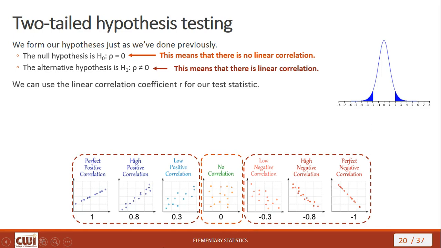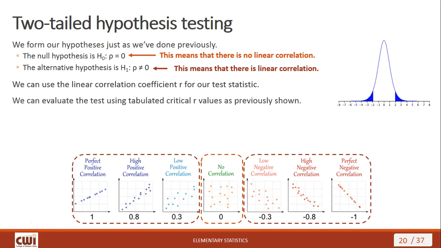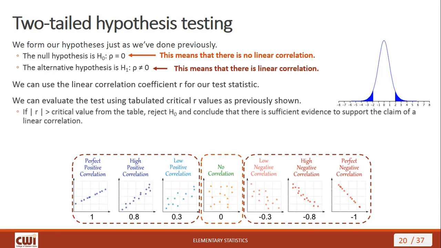Now, the linear correlation coefficient R can be used as a sort of test statistic for hypothesis testing. We then evaluate the test using tabulated critical R values as we saw previously. So, if the absolute value of R that we calculate is greater than the critical value from the table, we reject the null hypothesis and conclude there is sufficient evidence to support the claim of linear correlation.